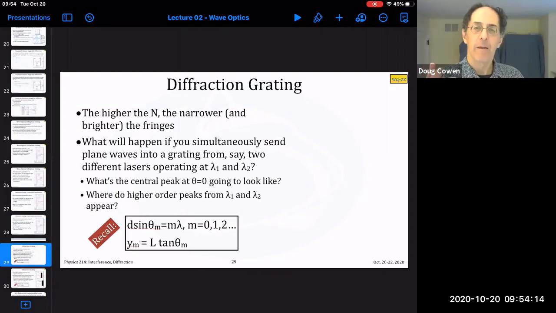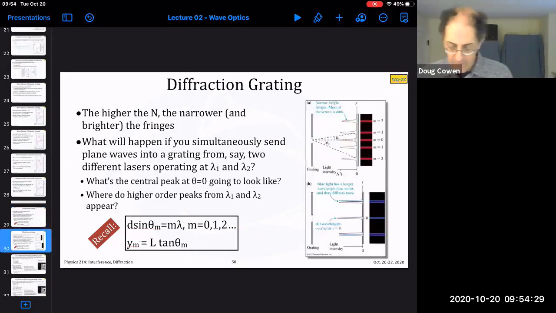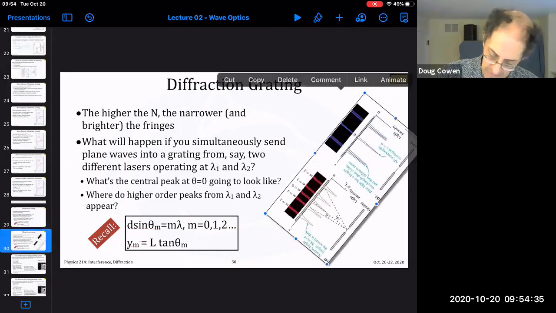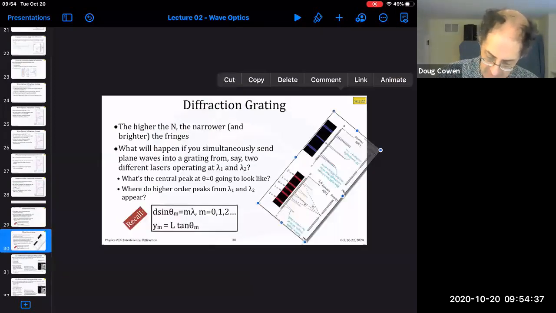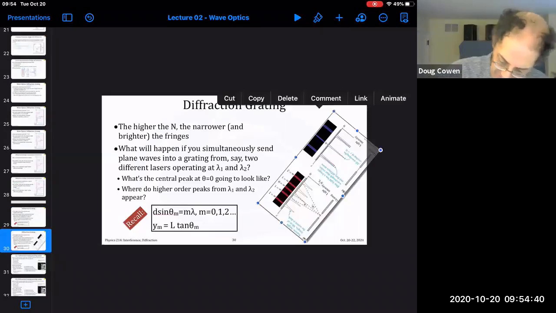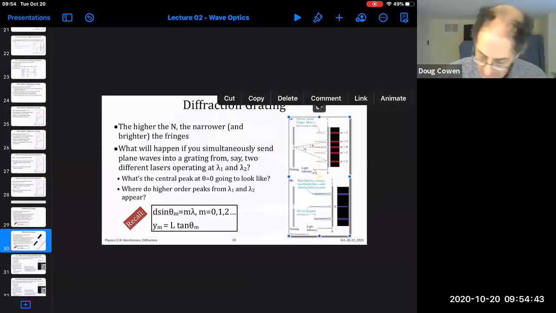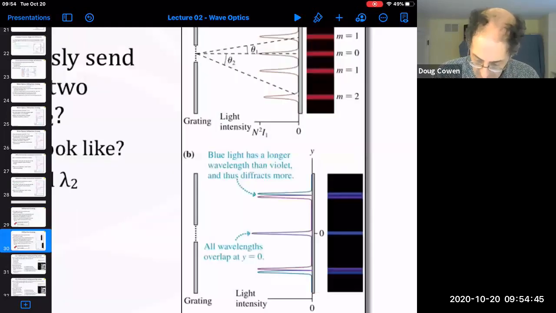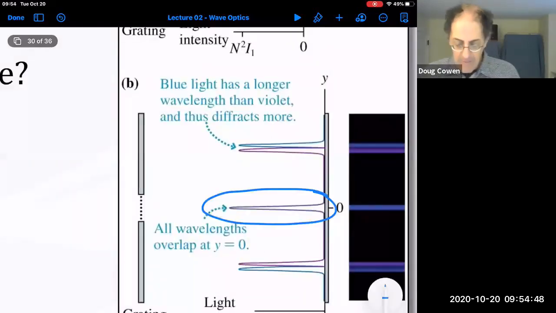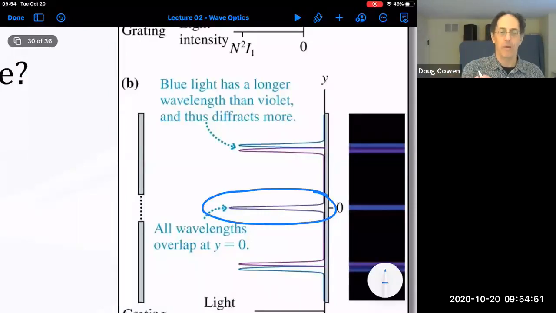grating is. So what will happen if you send at the same time plane waves from 2 different lasers with 2 different wavelengths through a diffraction grating? So the first thing that you'll notice is that at the central maximum, right here, all the colors line up. They fall on top of one another.